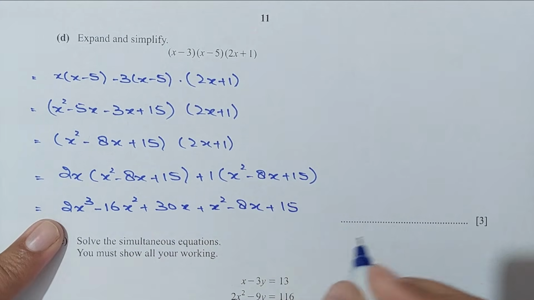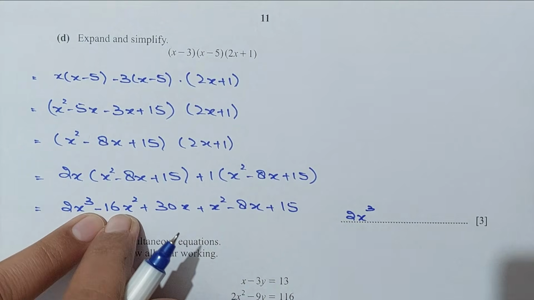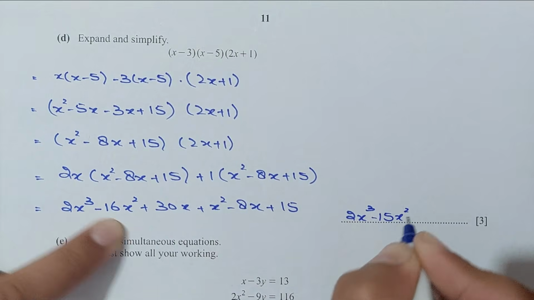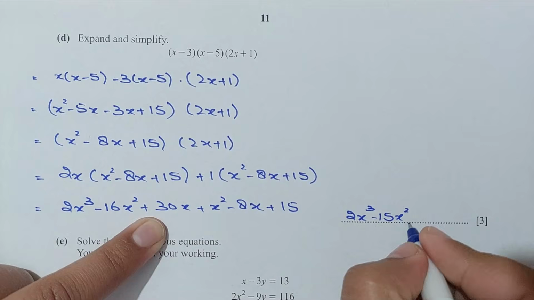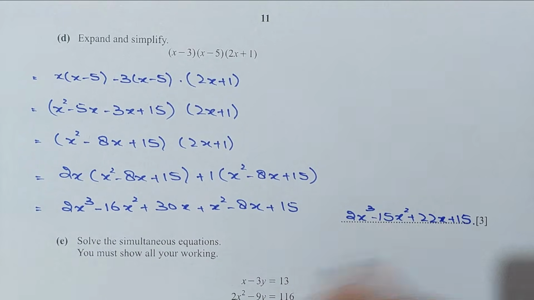Further simplification, we have just one cube term. These are the two x squared terms. Minus 16 and plus 1 is minus 15x squared. These are x terms. From 30 take away 8 is 22. So 22x and 15 is the constant term.